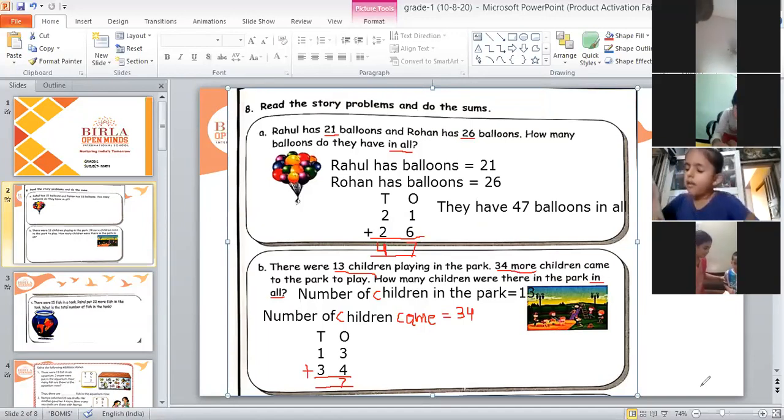Yeah, that's the correct answer, Suryansh. So 1 plus 3 is 4, children. So we will write 4 in tens place. So answer is 4, 7, 47.